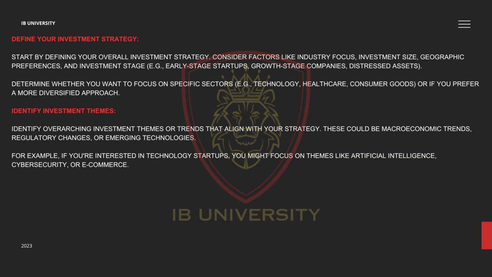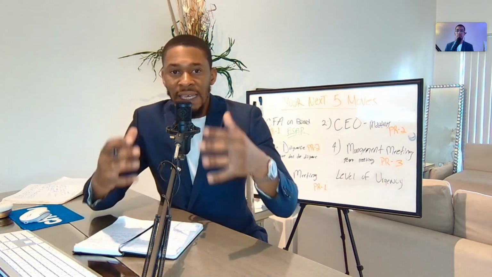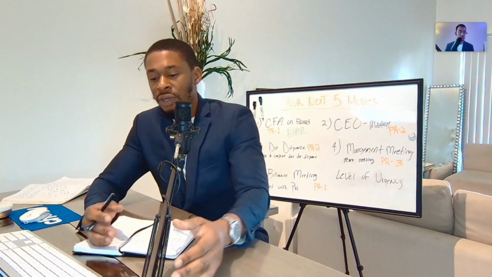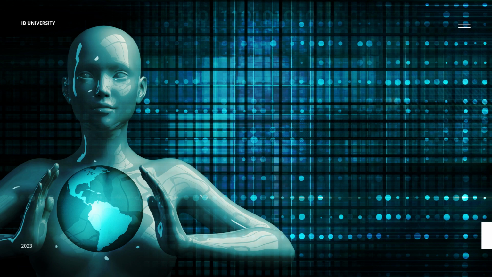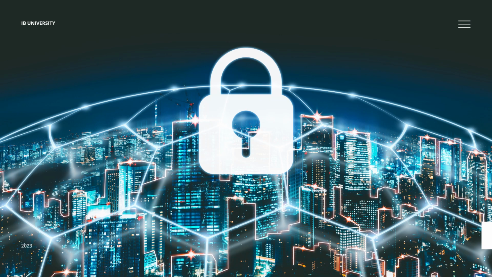This could be something overarching, like a microeconomic trend or a macro, bigger-scale economic trend, or something that is heavily regulated. If you're in healthcare, or you want to purchase oil refinery companies, these things are heavily regulated. Or you're looking at emerging technology, right? For example, if you're interested in a technology startup, you might want to look at AI, and then you want to look at cybersecurity and e-commerce.